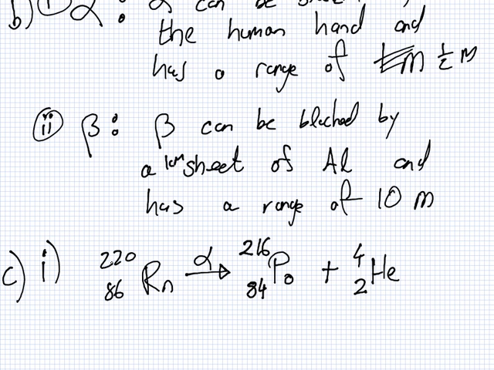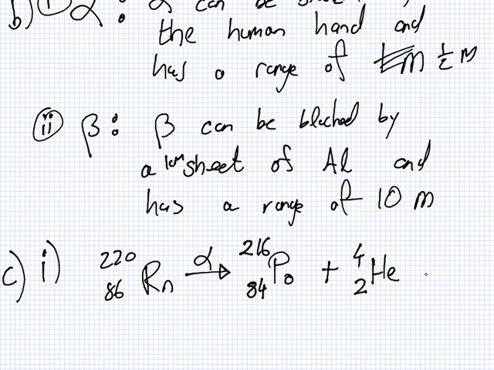And the beta is the electron. The electron, 0 and -1. And then gamma has no protons or neutrons. 0, 0 if you want to write something in.